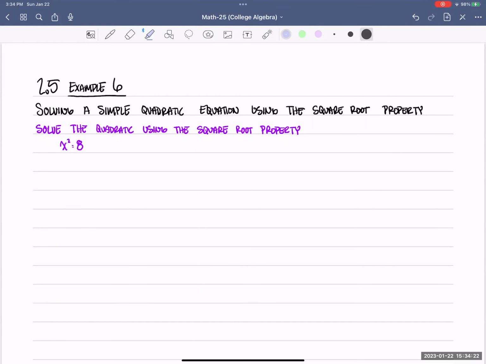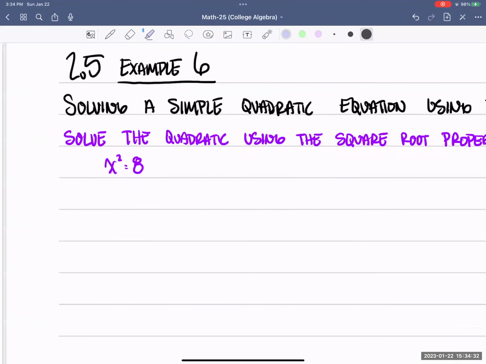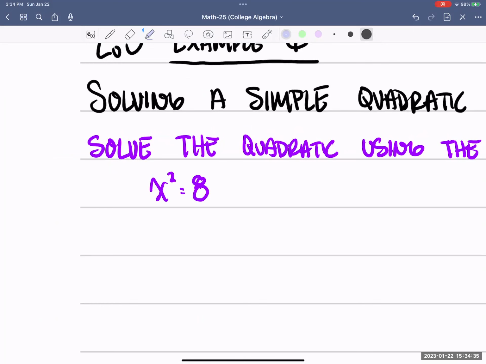Section 2.5, example 6, solving a simple quadratic equation using the square root property. Solve the quadratic using the square root property. So what we have here is our variable x squared is equal to 8.